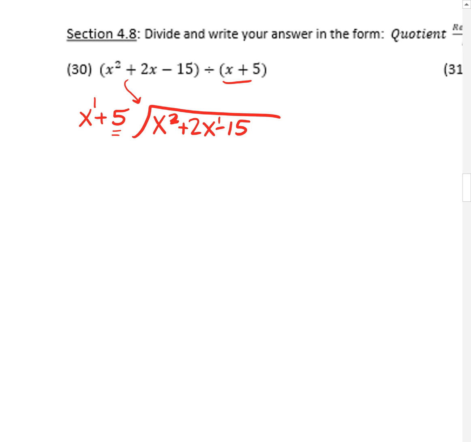Okay, now that we've set it up, it's very overwhelming, but what we want to do is just focus on the first term, this x and this x squared, and then just say, okay, what's x divided into x squared? Or an easier way to think of it, what would I have to multiply x by to get x squared? Well, x times x is x squared, so that would be our quotient kind of for that one.